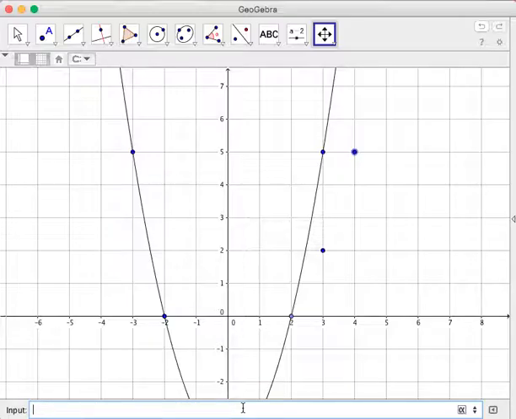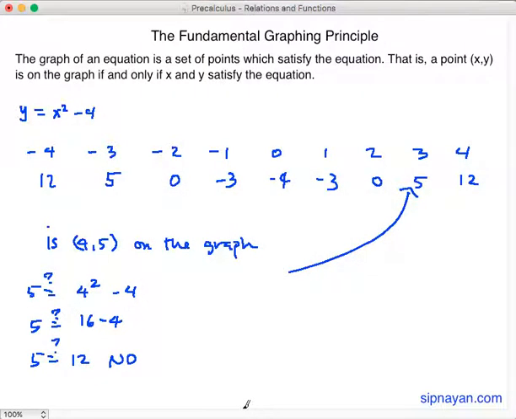So, yan lang yung ibig sabihin ng fundamental graphing principle. I hope nakuha nyo. Pag nasasatisfy ng ordered pair yung equation, then it's on the graph. Pag hindi niya nasasatisfy, then it's not on the graph. That's basically what the fundamental graphing principle is saying.